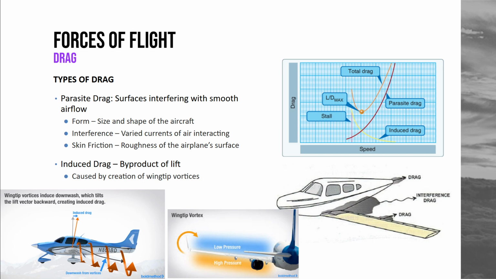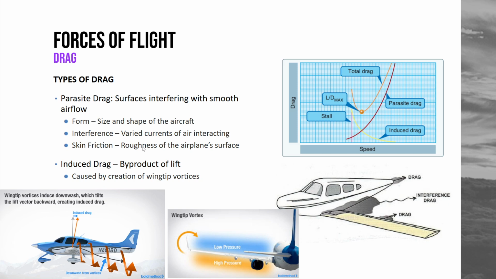The next is interference. This is created by varied currents of air interacting. So where we see this is where the wing connects to the body or the fuselage of the aircraft. Those intersecting airflows, right where these two shapes meet, the airflow from both of those shapes will merge, creating additional drag.